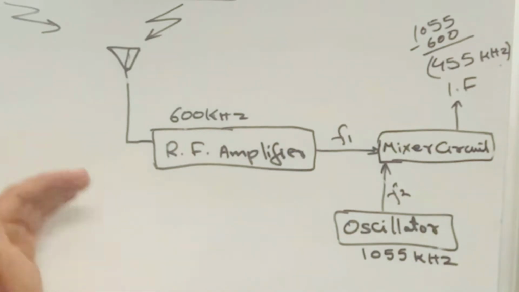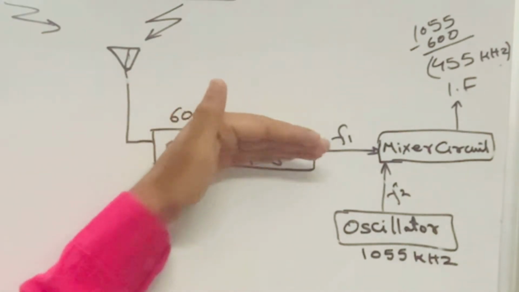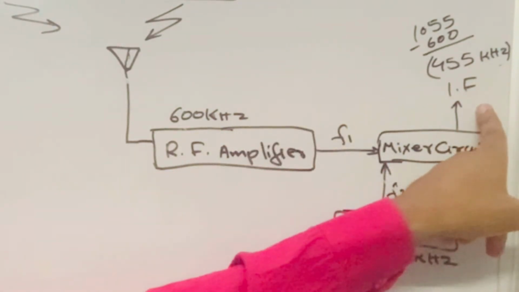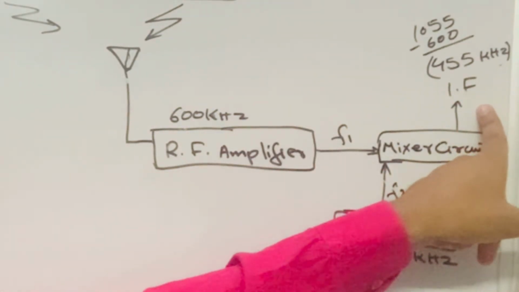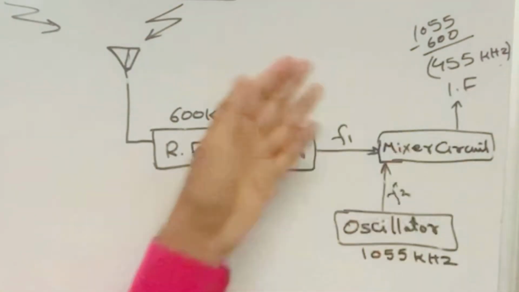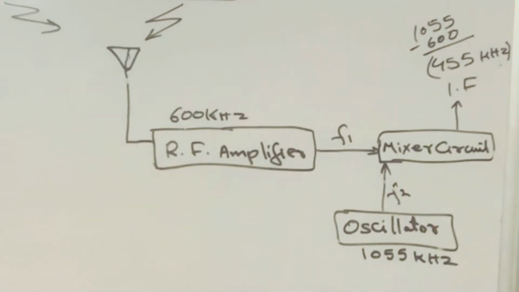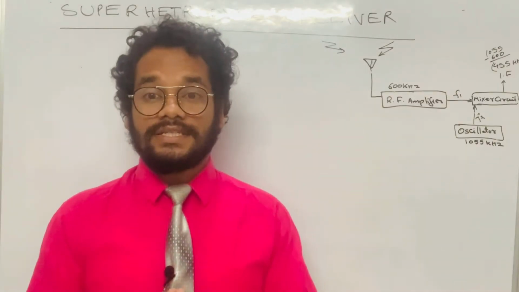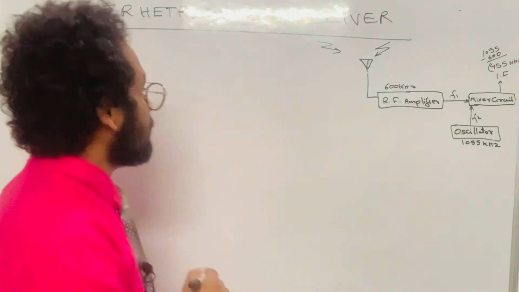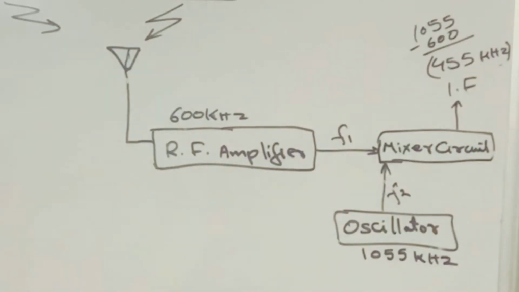Friends, that is the advantage of having a lower frequency. So what happened in this? A high frequency came in from here and it was converted to a lower frequency, and this frequency is called the heterodyne signal, and the process is called heterodyning. Hence the name of this receiver is superheterodyne receiver. Now let's discuss in detail all the stages of a superheterodyne receiver. I have given you the basic idea.